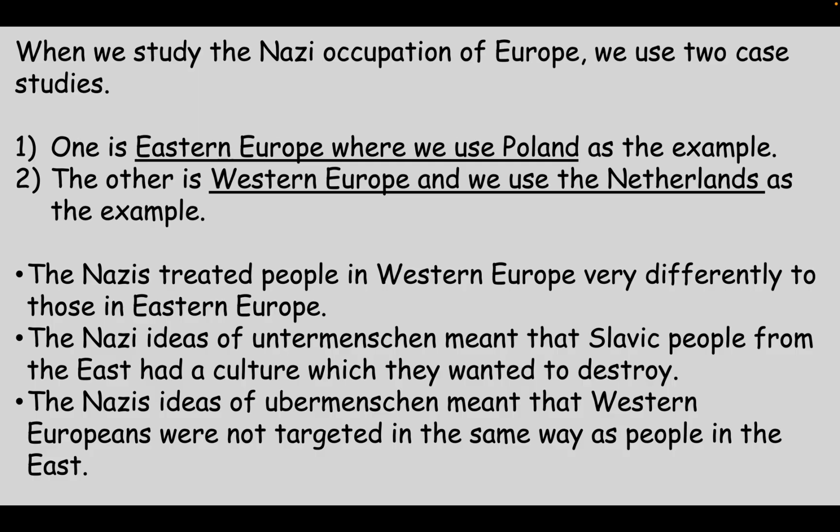But the people in the Netherlands are what the Nazis would view as Übermenschen. They're North Europeans. And whilst the Nazis take over their country and control them, they are nowhere near as brutal or as vicious to the people in the Netherlands as they are to the Poles, because they view the Poles as Untermenschen, whereas the Dutch in the Netherlands they view as the Übermenschen.